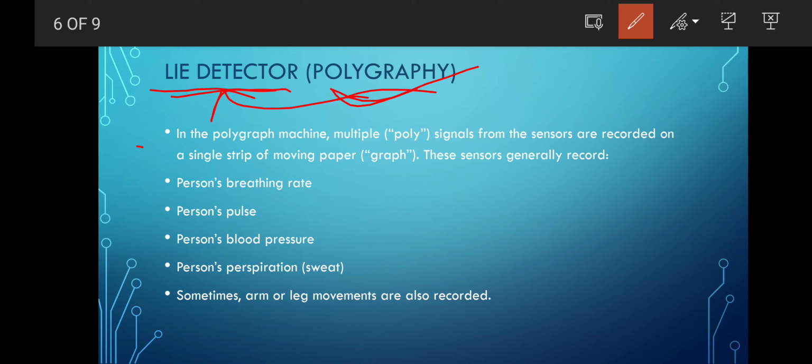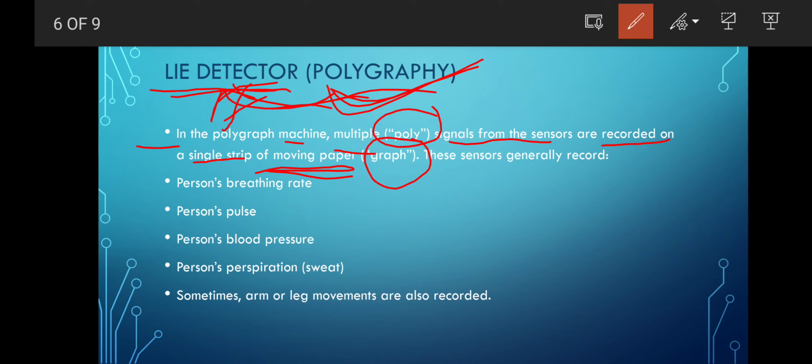The polygraph is used for lie detection also, but they are two different things. In the polygraph machine, poly means multiple. So multiple signals from the sensors are recorded on a single strip of moving paper. A single strip of moving paper means a graph. So what do these sensors generally record? The first one is the person's breathing rate. When you become nervous, your breathing rate increases, right? You tend to breathe faster. So the breathing rate is recorded.